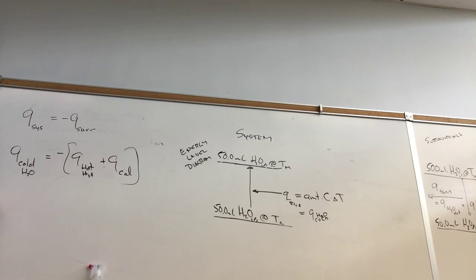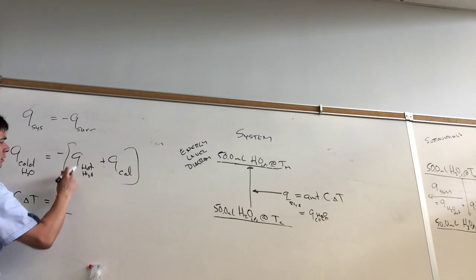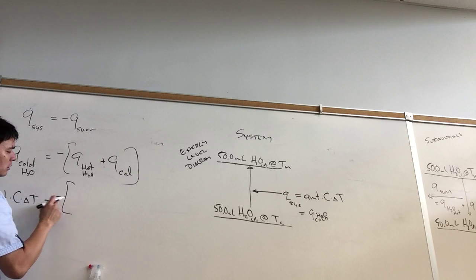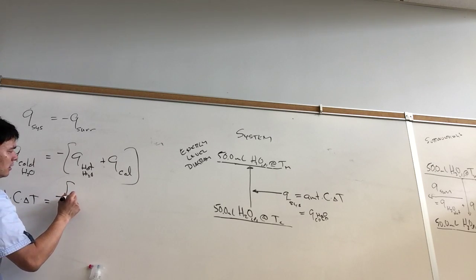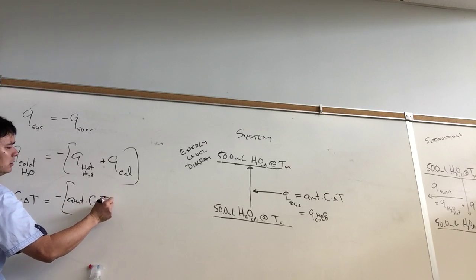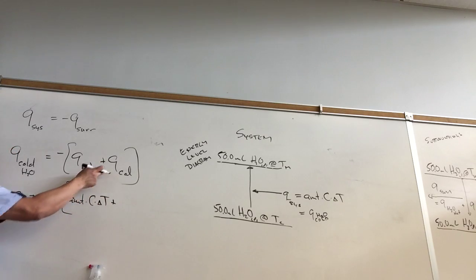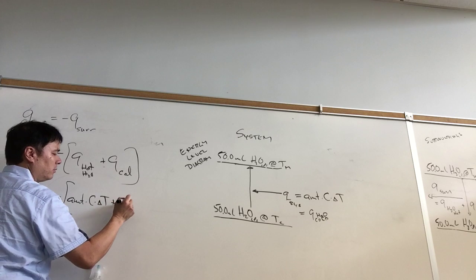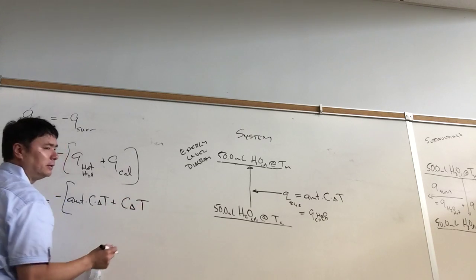Q of an object is the amount times C times delta T for the cold, minus Q of the hot water equals minus the amount of hot water times C times delta T for the hot water, plus the calorimeter. Well, the amount of calorimeter is only 1 calorimeter, so this is going to be C times delta T.